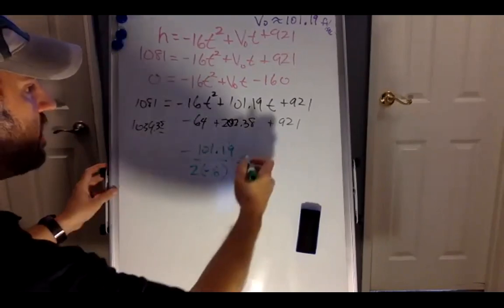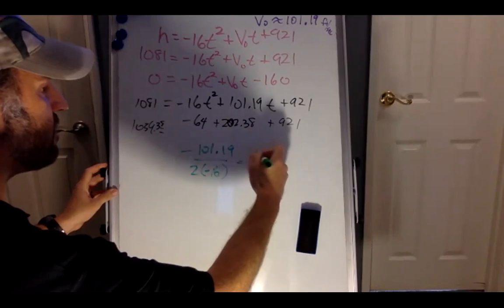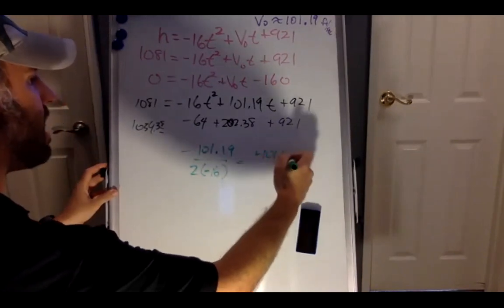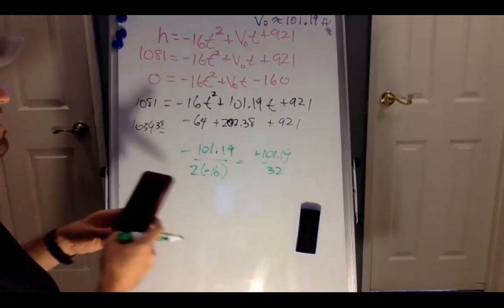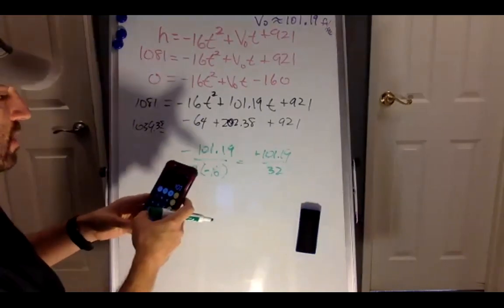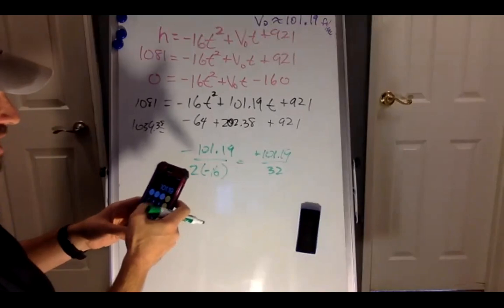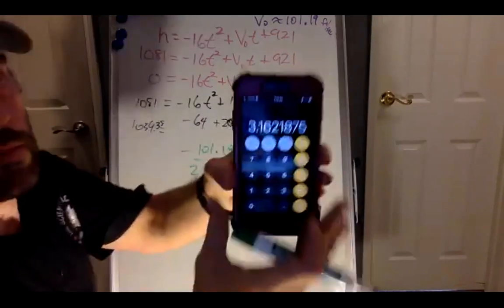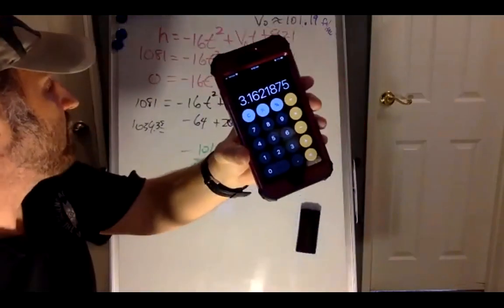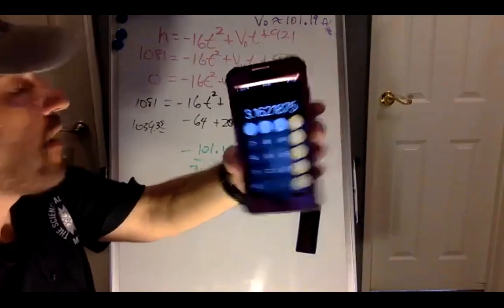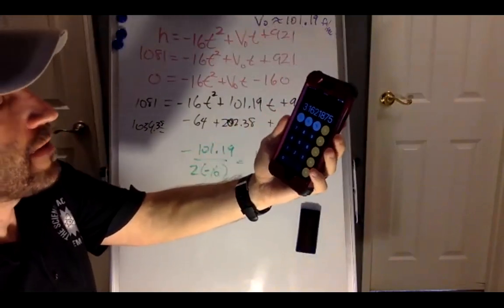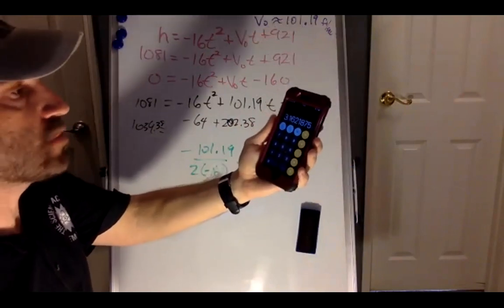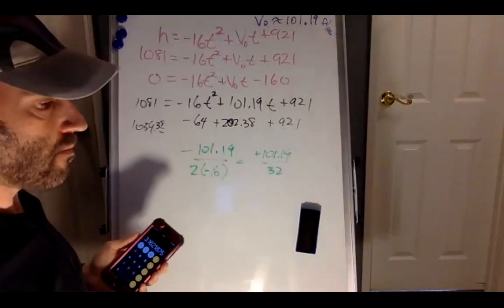Yes. Okay, so this is going to be positive 101.19 over 32. Okay, I'll do that right now, 101.19 divided by 32 is this number. If that is your, that is 3 seconds, actually. That gives you 3 seconds, which makes no sense.